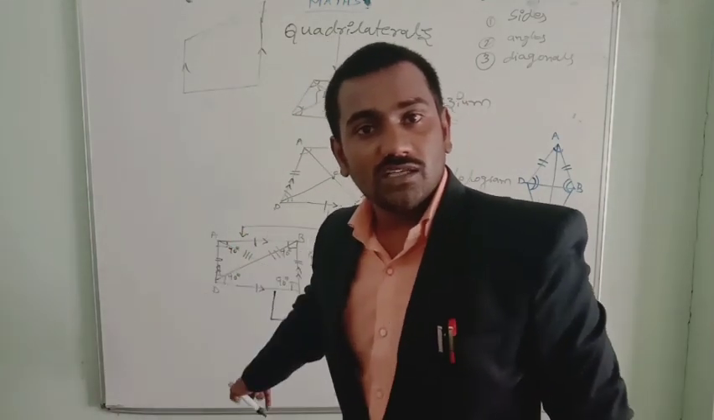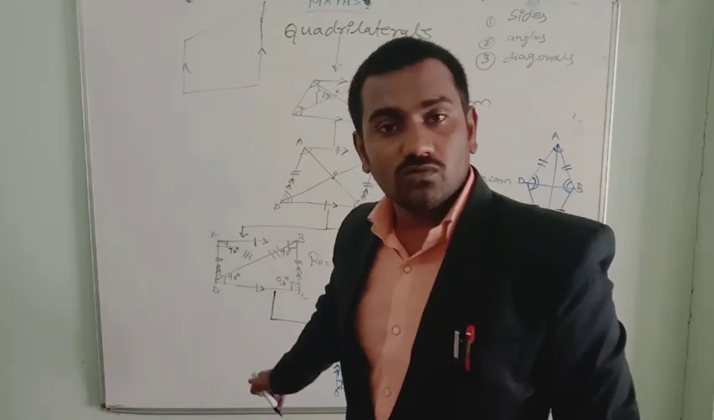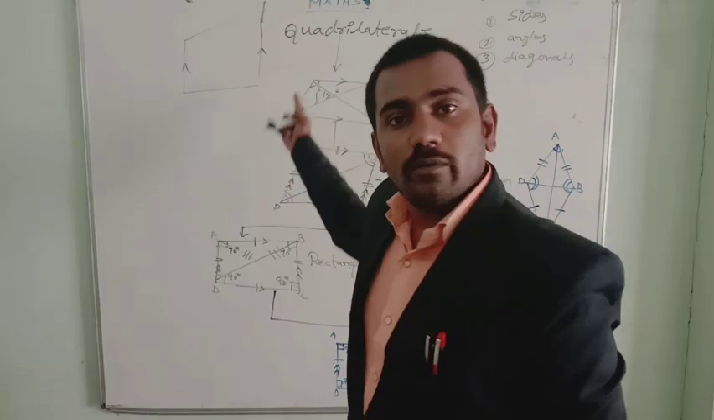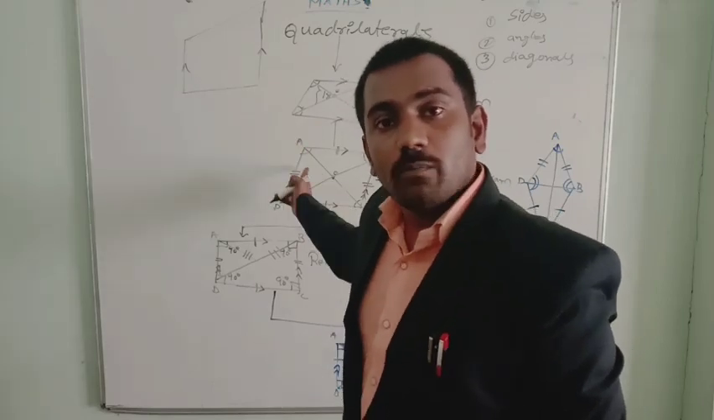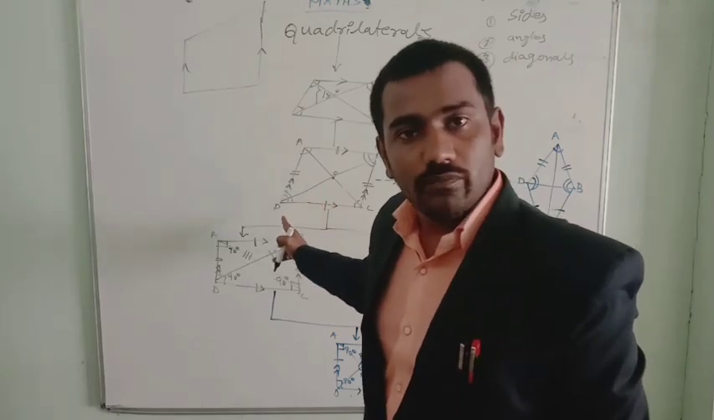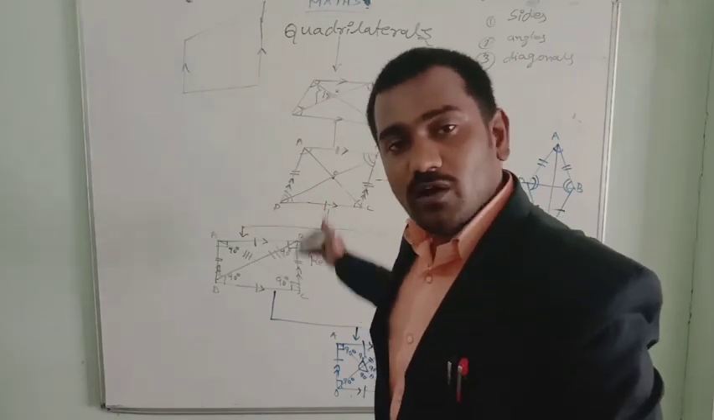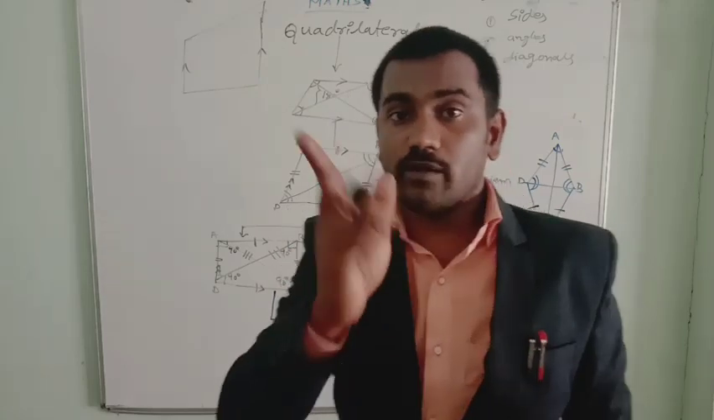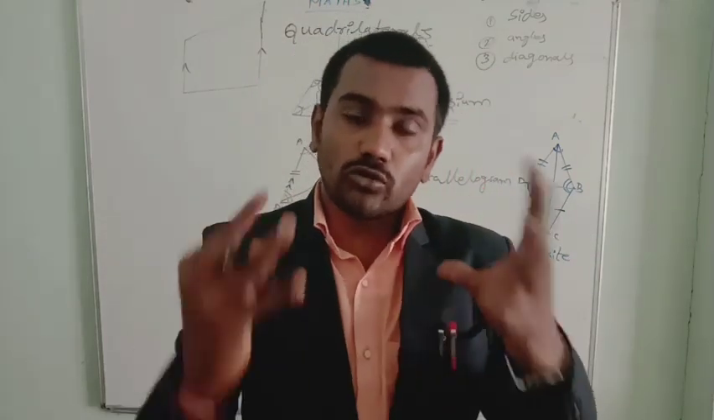Rectangle: all rectangles are squares? No. All parallelograms are squares? No. All rhombus are squares? No. All trapeziums are squares? No. All parallelograms are rectangles? No. All trapeziums are parallelograms? No. So from top to bottom is not possible, but bottom to top it's always possible. Remember these properties. This is a short trick to be remembered.